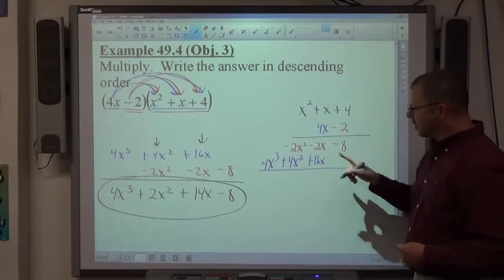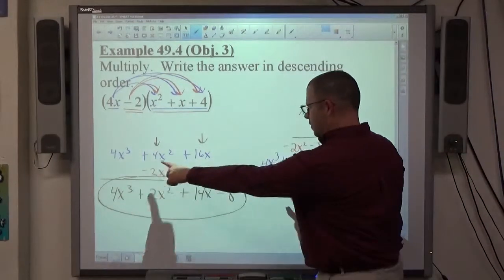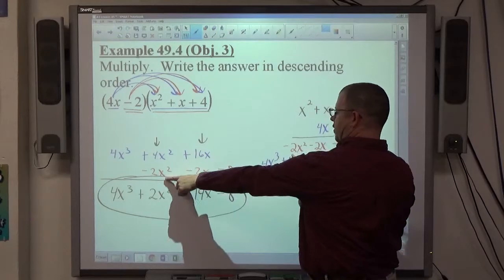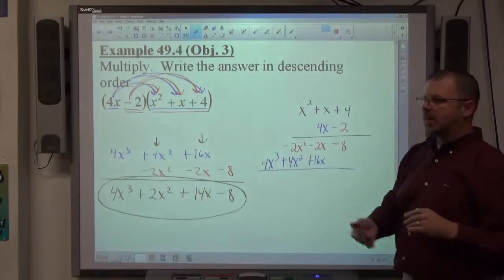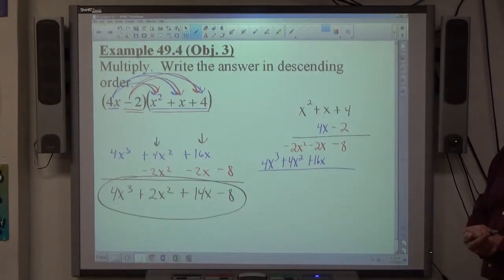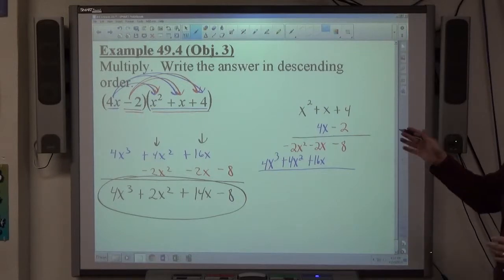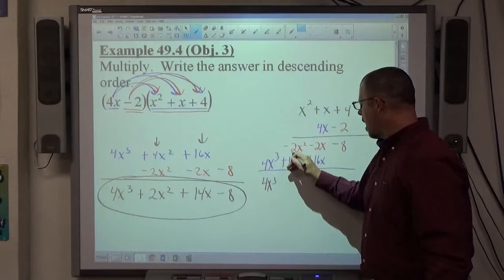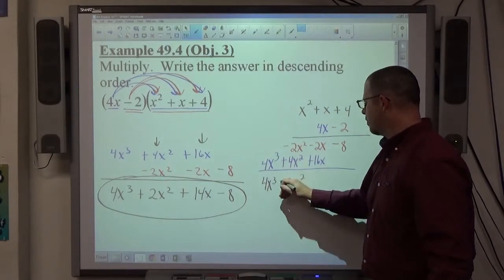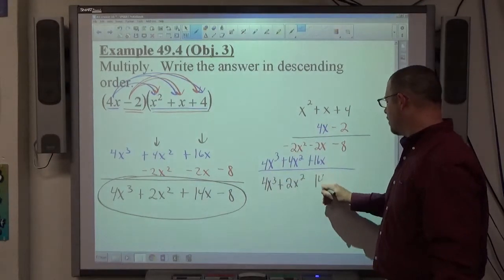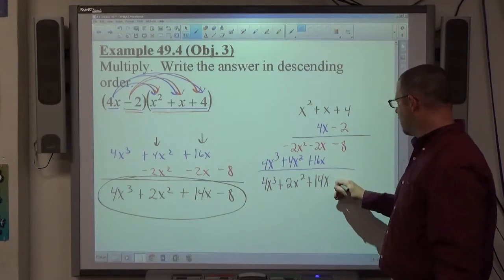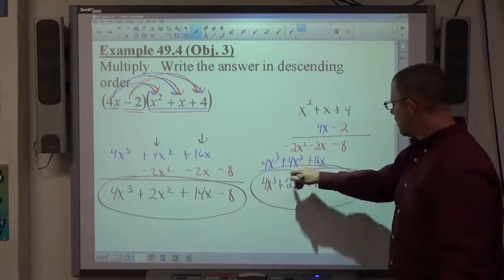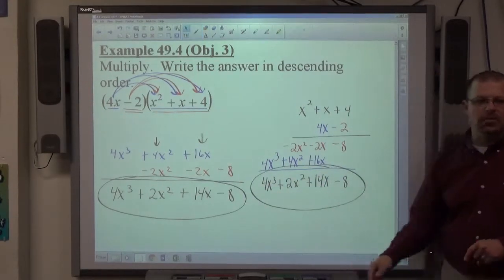Looking at the products, 4x cubed plus 4x squared plus 16x minus 2x squared minus 2x minus 8, they're exactly the same. That's not a coincidence, because no matter how you do it, you're going to get those products. Then again, adding like terms, we've got 4x cubed, opposite sign subtract, 4 is bigger so positive, opposite sign subtract, 16 bigger so positive, minus 8. Same result both ways. Again, it works every time.